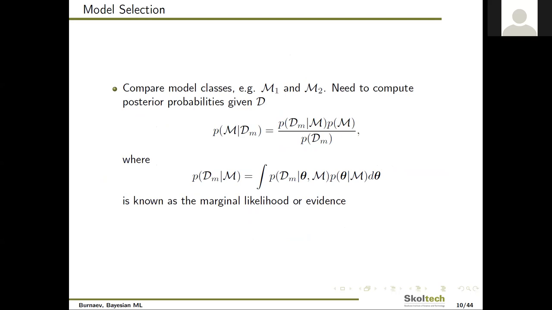For example, we can try to compare not parameters, but models. Suppose we have two models, and we want to identify which model is the best. Now we have two sets of possible predictors and want to identify which set is better. It can be the case when we go back to linear regression, and we want to select the degree of the polynomial of features we generate.